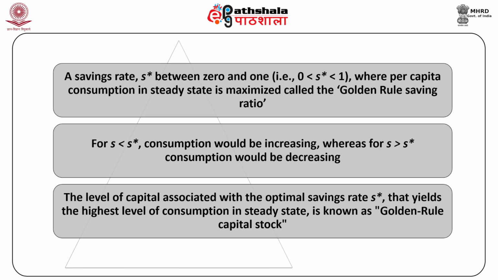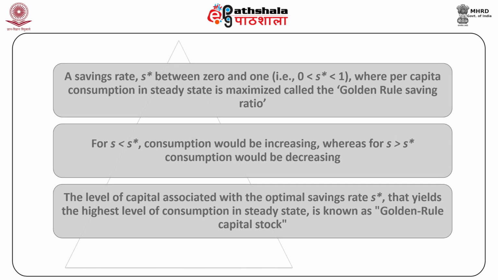For S less than S star, consumption would be increasing, whereas for S greater than S star, consumption would be decreasing. The level of capital associated with the optimal saving rate S star that yields the highest level of consumption in steady state is known as golden rule capital stock.